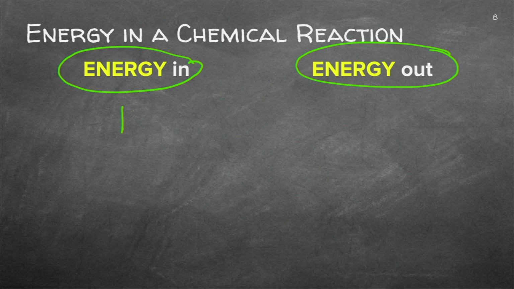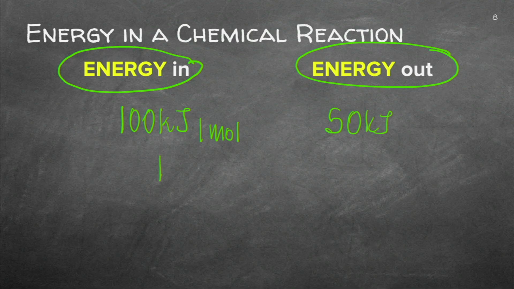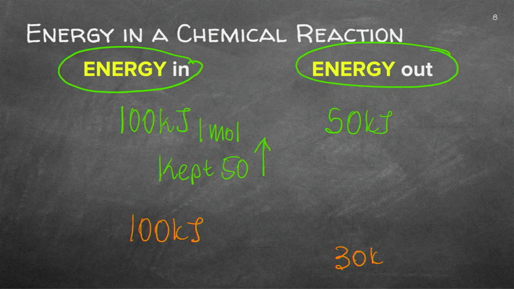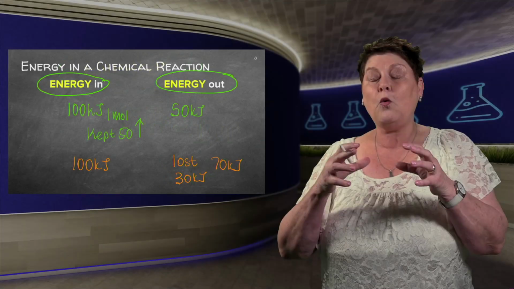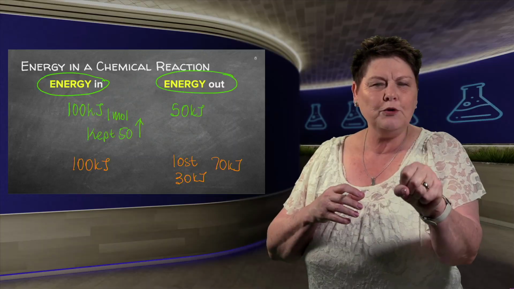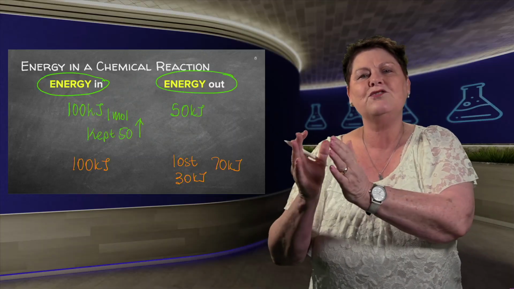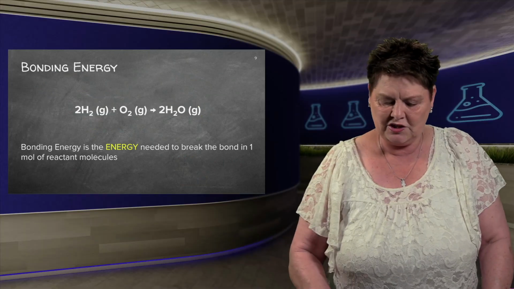If I put in 100 kilojoules per mole, that's always per mole, and I've got out 50 kilojoules, it kept 50. Can you see? And it's now higher than it was. If I started with 100 kilojoules in and it is now at 30 kilojoules, it lost 70 kilojoules. So you will need to quantify how much energy I put in to pull them apart, and how much is released when they move towards each other.